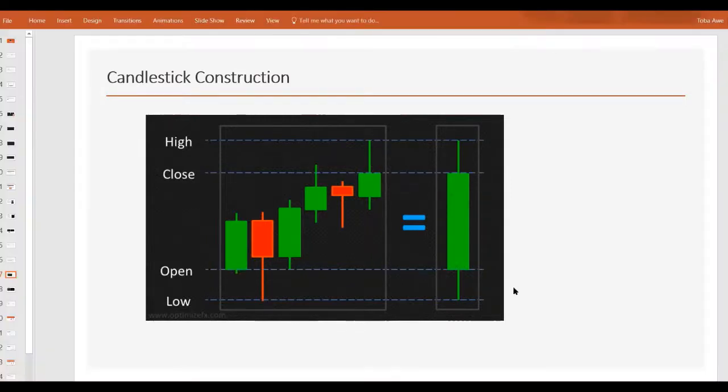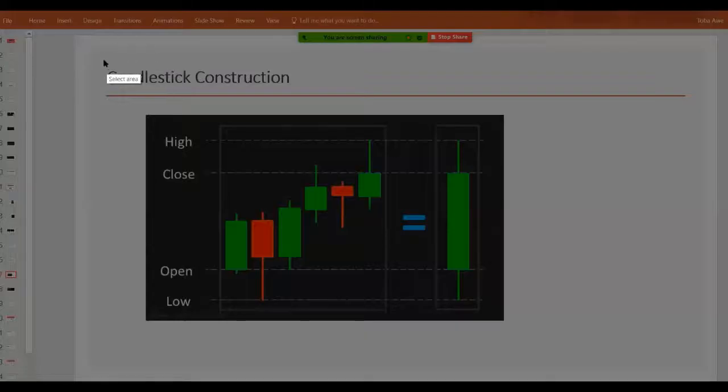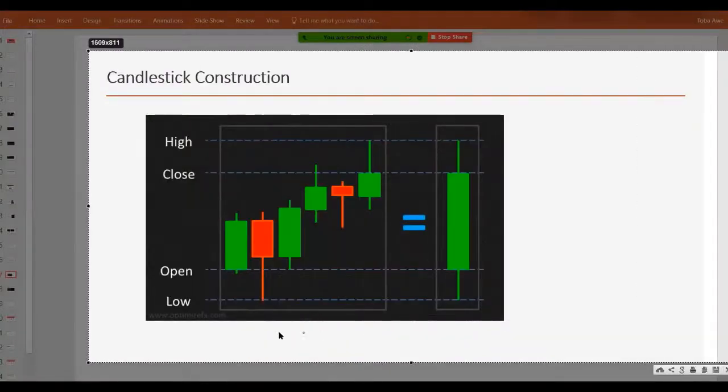Now, how is that possible? This is the opening price. The price opened here. It went down as far as this. It was still moving. It went as high as this. Then it came back here to close.